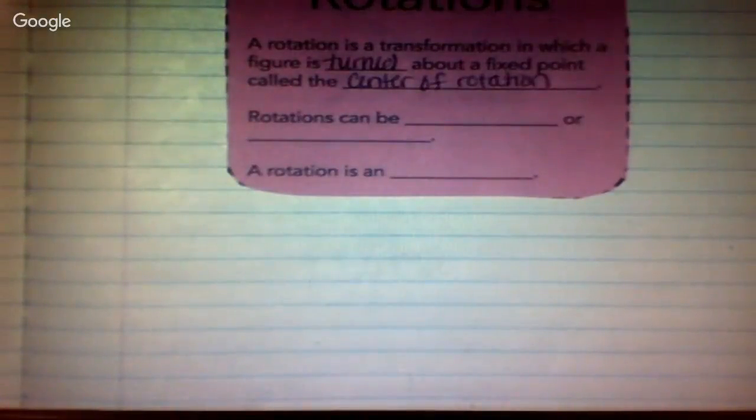Called your center of rotation. Rotations can be blank or blank. Which way can we turn? Either way. Which directions? What do we call them? Clockwise or counterclockwise.